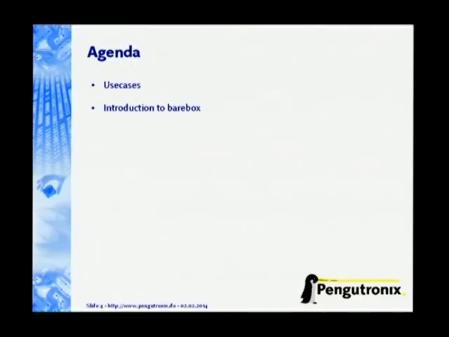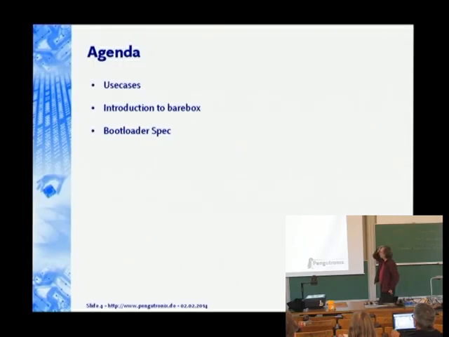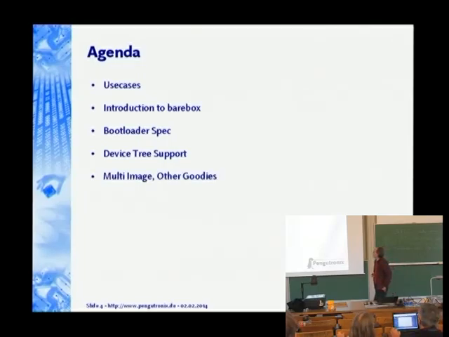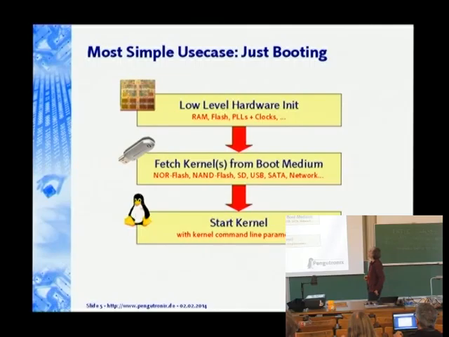For those of you who haven't worked with Barebox before and don't know the bootloader yet, I have a short introduction about what we are doing there, how it feels, what the basic look and feel of the command line is and what's in there. One of the main things we added during last year is the freedesktop bootloader specification and support for bootloader device trees. And finally, some lighter features like multi-image support capabilities and in the end some question answers for these. So I start with the use cases here.